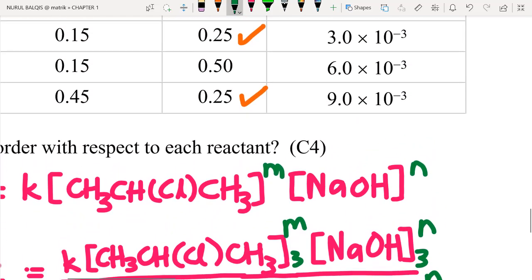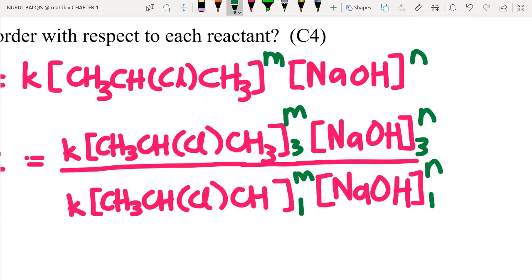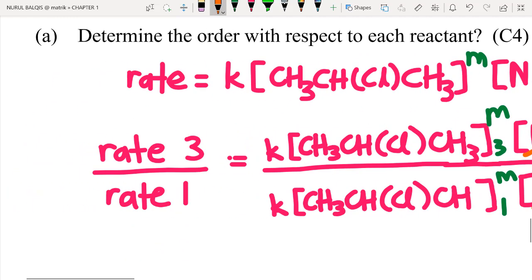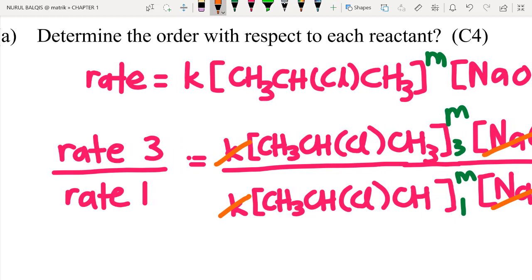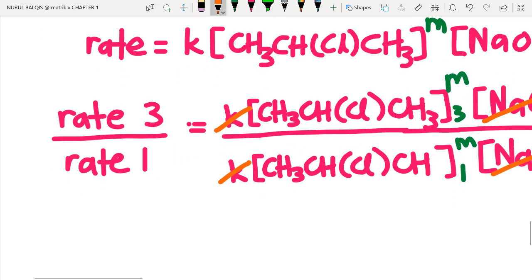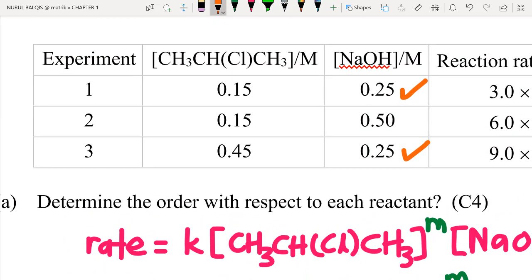So we could see that the sodium hydroxide has a constant value. So we can simply cancel these values since they are constant. And together with the K, we can also cancel out this value, leaving only rate of experiment 3 and rate of experiment 1, together with the concentrations of the first reactant here, because we got different values.